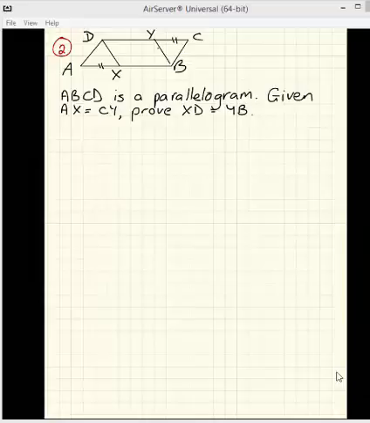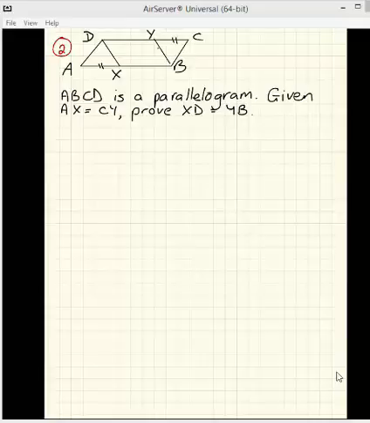So this one's a little bit more difficult. We're being given a parallelogram. They're telling us that AX is equal to CY, and we're being asked to prove that XD is equal to YB. Now the way you're going to do that is by proving that the triangles ADX and CYB are congruent, because if they're congruent, then the matching sides have to be equal. That's the definition of congruency.